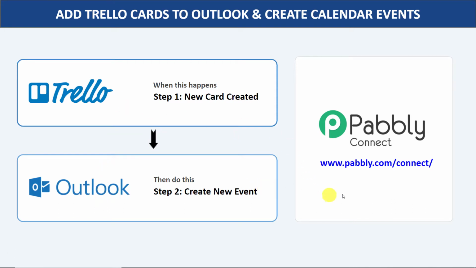So that is why I will be using an integration and automation software called Pabbly Connect that integrates Trello and Outlook calendar. The best part here is a person without any technical background can perform this integration easily. Now before I show you the steps, how about we begin with a real-time example.